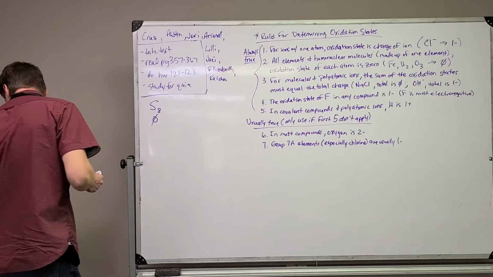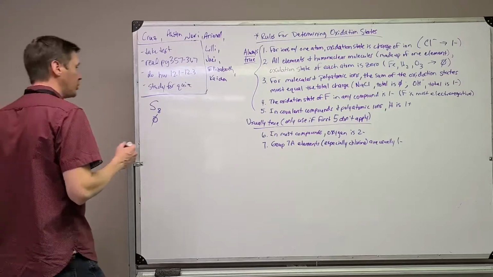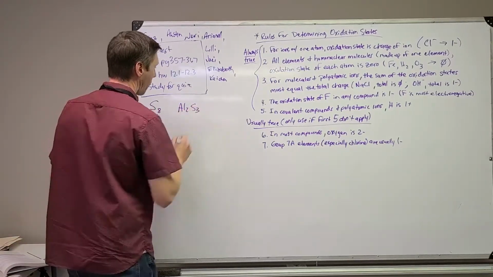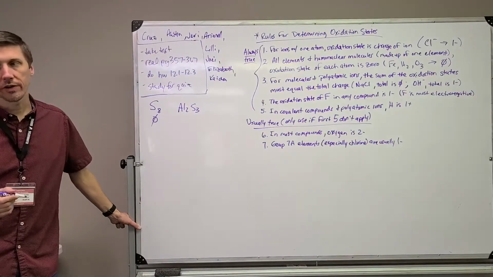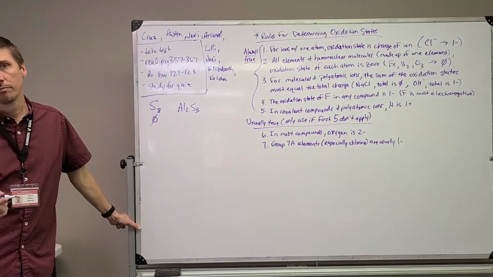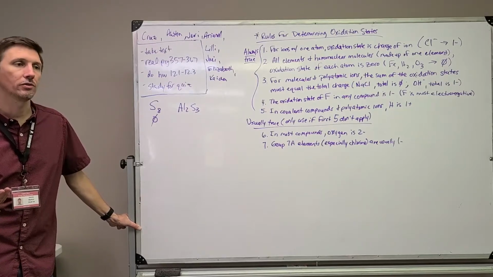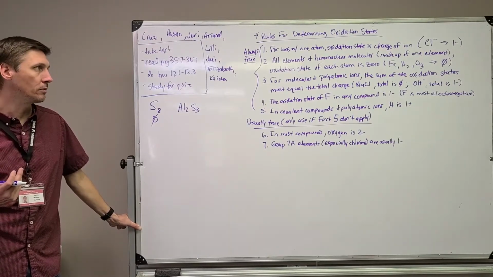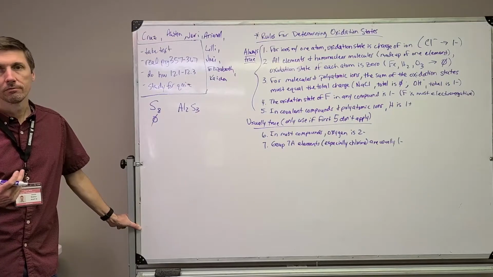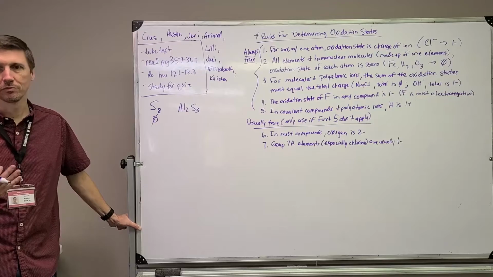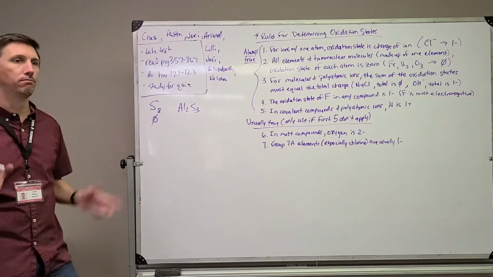What about Al2S3? Ionic or covalent? Ionic. Remember how I told you the quick way to do the ionic ones? Do the reverse of swap and drop, right? Swap and lift, or swap and bump up.